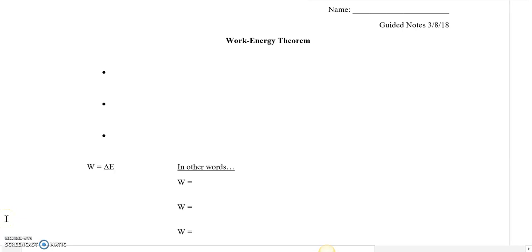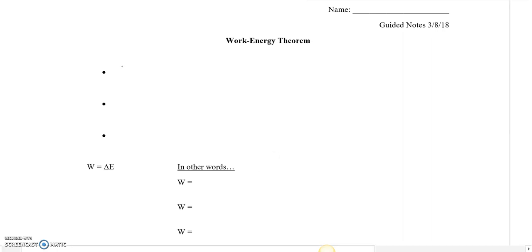Hello everyone. Today we're going to look at the work energy theorem. Up to this point we've talked about work and power. Yesterday we talked about the different types of energy, specifically kinetic, gravitational potential, and elastic potential. Today we're going to look at the connection between work and those kinds of energy.